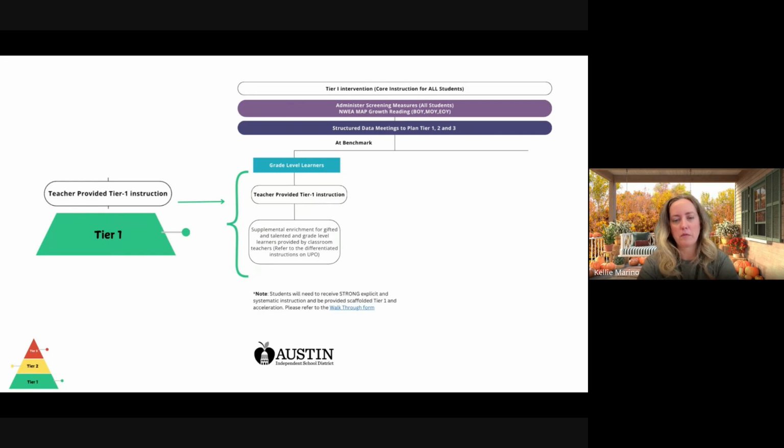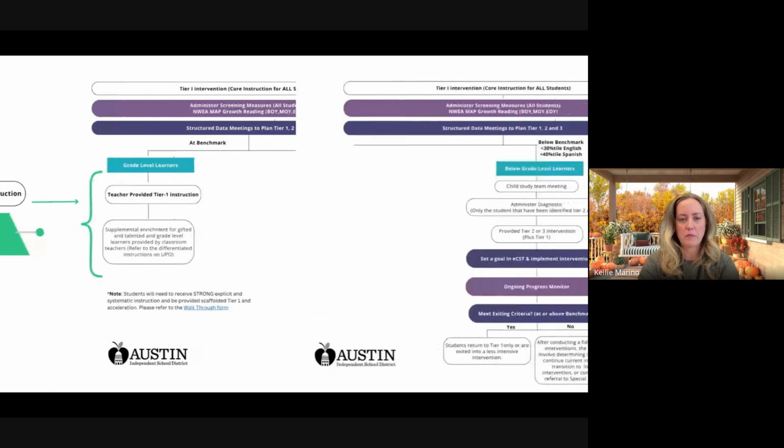Within Tier 1, teachers should customize instruction for students and use various forms of student grouping to ensure mastery of learning. The Austin Independent School District uses the NWEA MAP Growth Reading Screener to assess students' adherence to grade-level standards. This assessment is conducted 3 times throughout the year, at the beginning, middle, and end. Following the assessment, campus staff will hold structured data meetings to pinpoint student needs and create instructional plans.